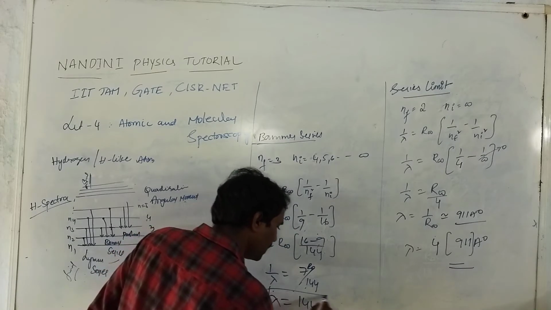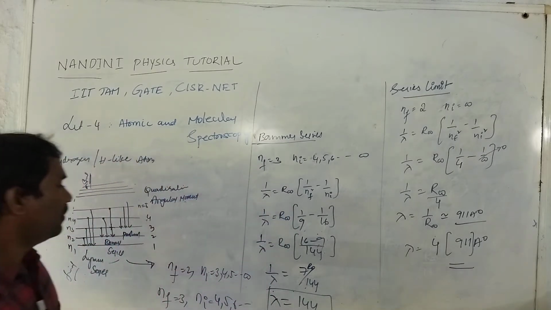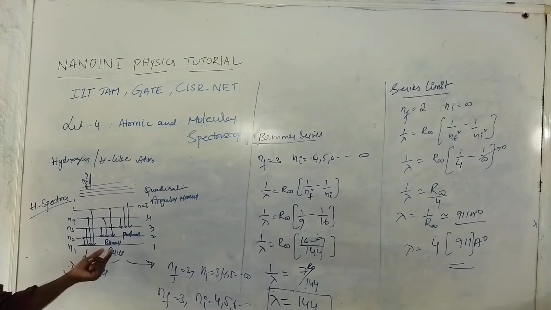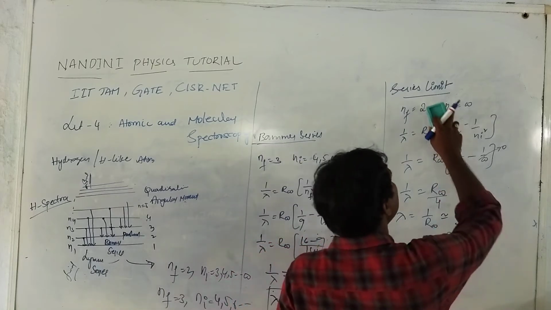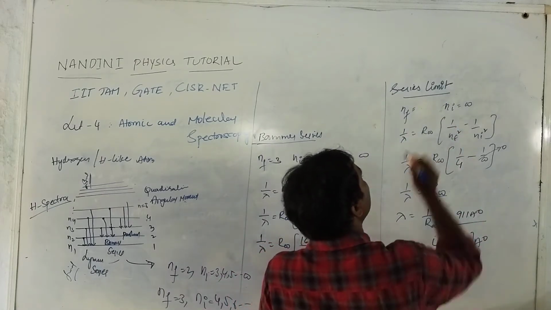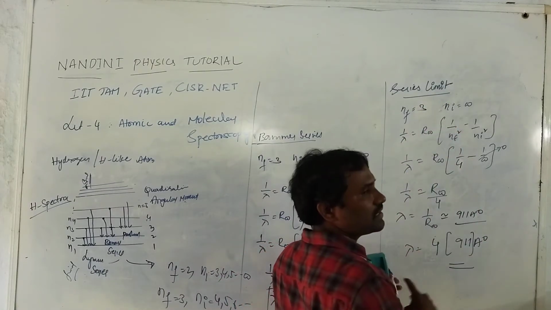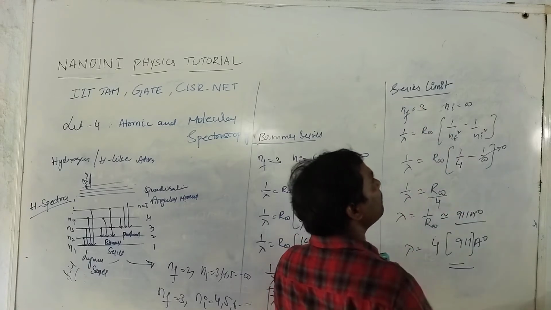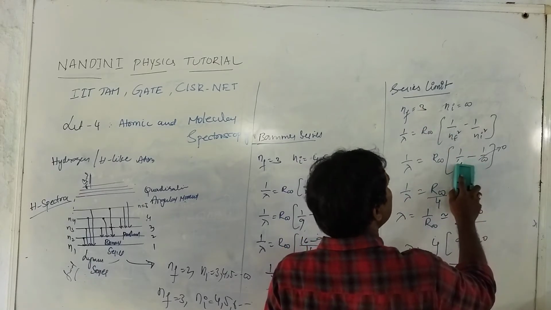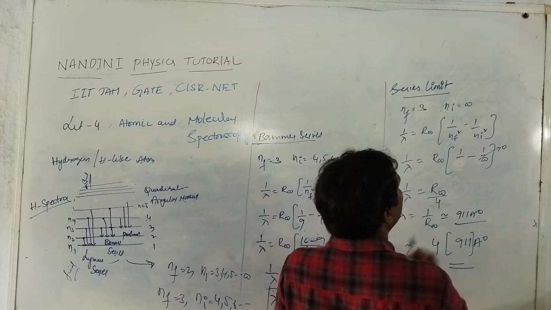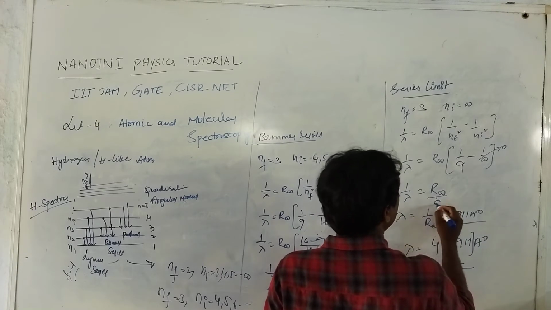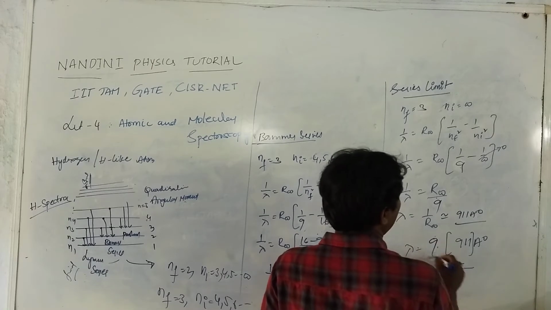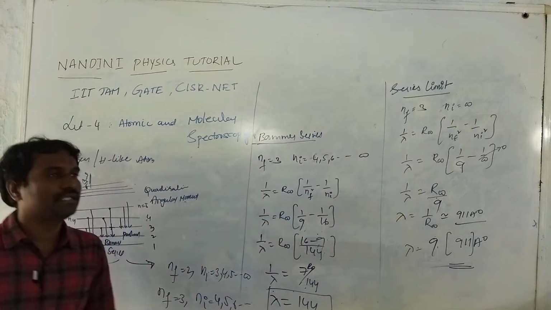So this is the emitted wavelength in the Paschen series. And what is the series limit? For the series limit, the final state is 3 and initially it starts from infinite only. So you will consider this as 9. Therefore this comes from 9. Okay, so this is your series limit.